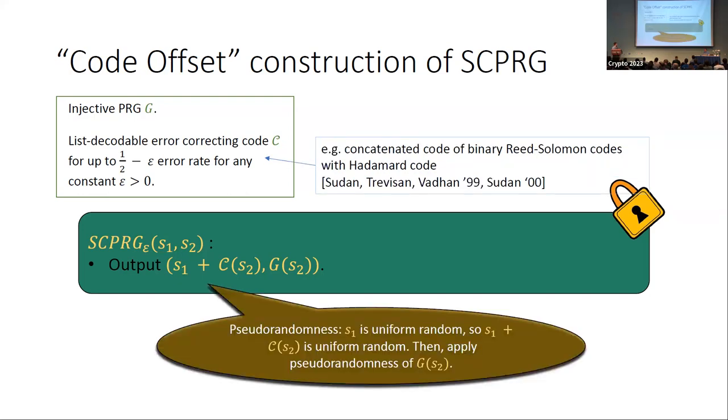And why is it pseudo-random? Well, S1 is uniform random. So S1 plus C of S2 is uniform random. And then you can just apply the PRG property on G of S2. So that gives pseudorandomness.